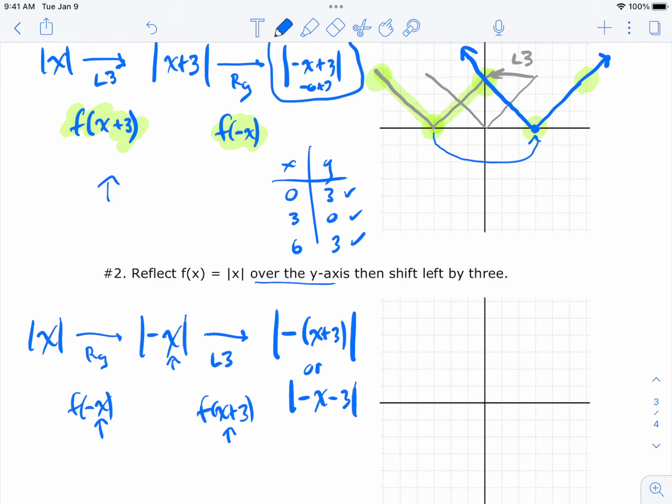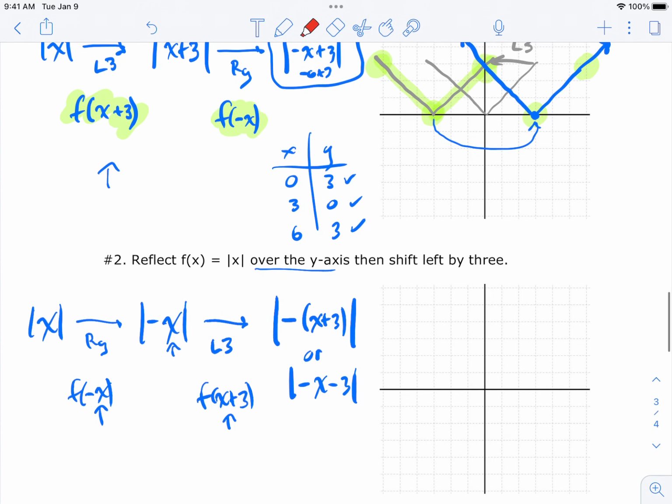Okay? Is this equation the same as this equation? No, it is not. So is this graph going to be the same as this graph? No, it can't be. It's not the same equation. How could it be? It's different.